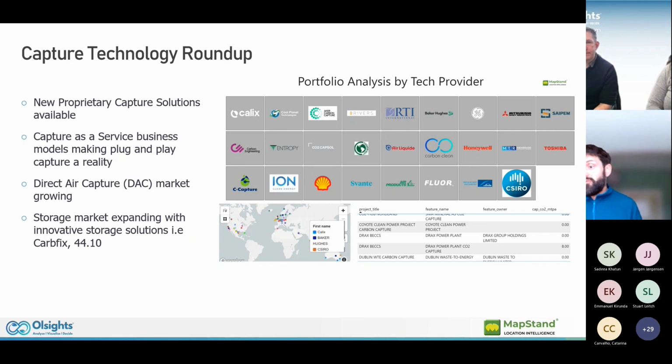This comes as technology licensing, where companies are developing bespoke techniques which they're licensing to engineering firms or industrial suppliers, but also capture as a service business models, where industrial emitters are able to essentially buy in plug and play services to capture CO2. The other really interesting thing is direct air capture, which is an enormous growth market as well.